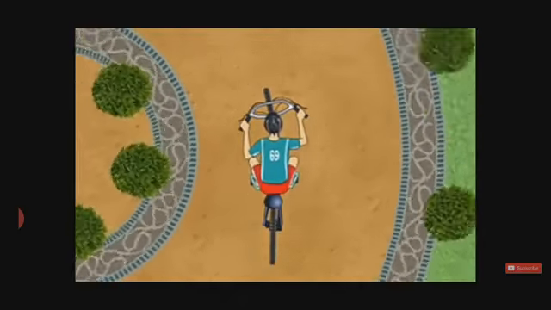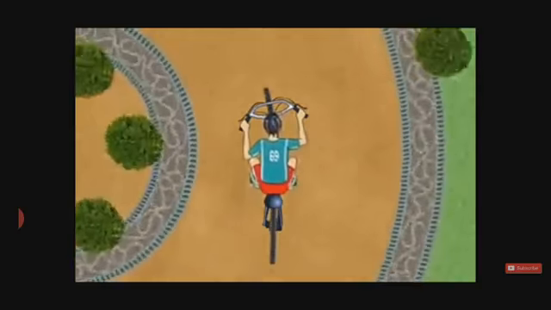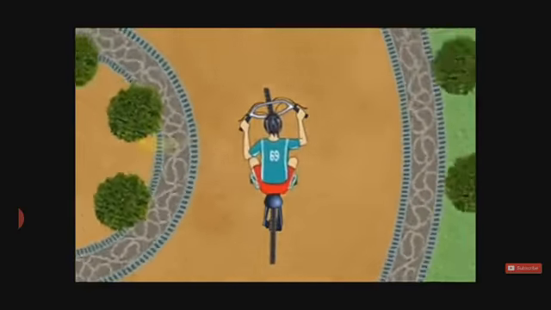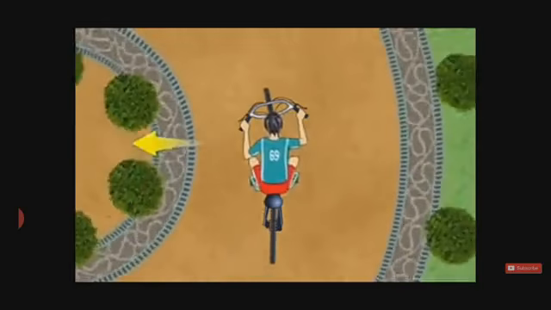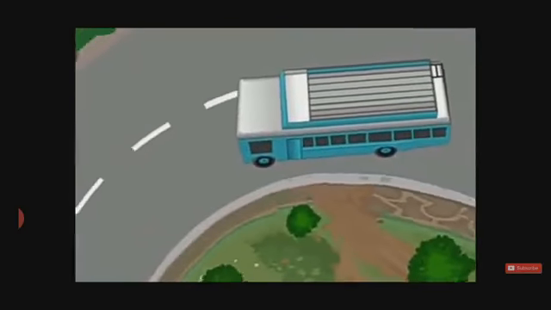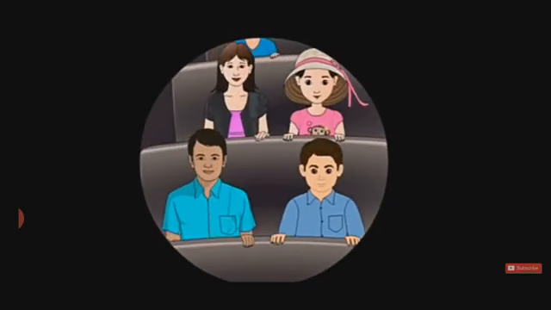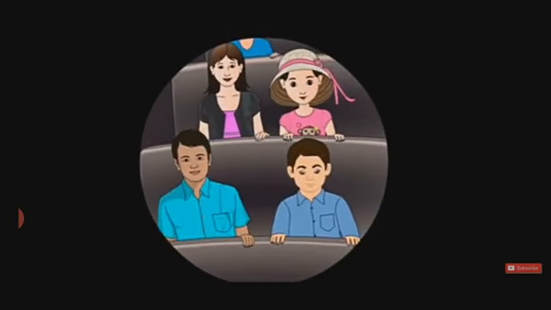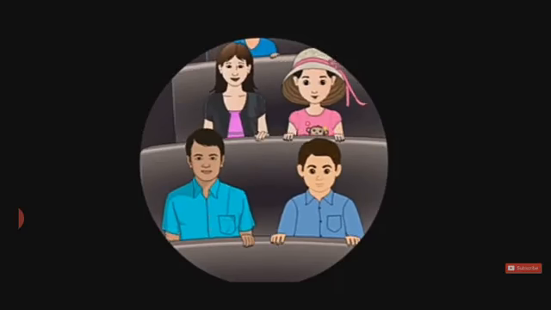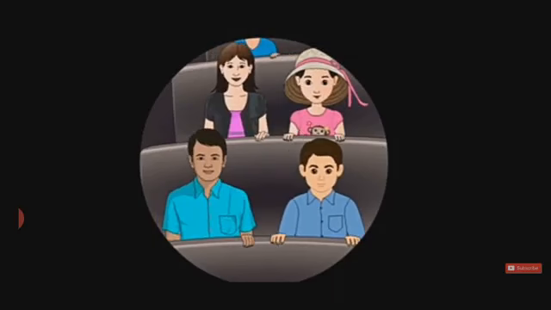While cycling in a bend or a curved path, a cyclist experiences a centripetal force due to which the cyclist bends inwards. When a bus is moving in the bends, the passengers experience centrifugal force. Due to this force, the passengers bend away from the center of a turn or curve.